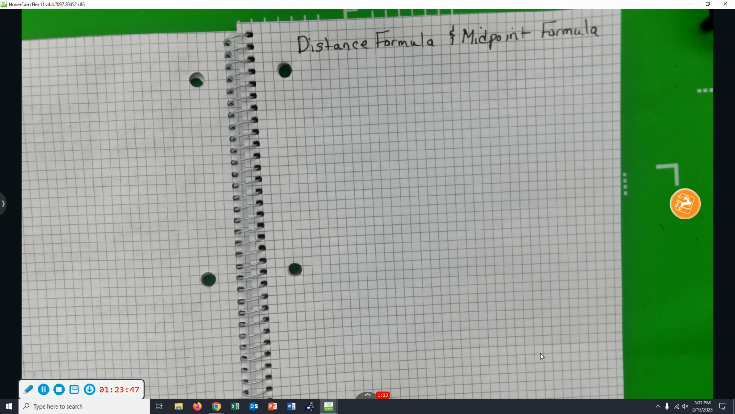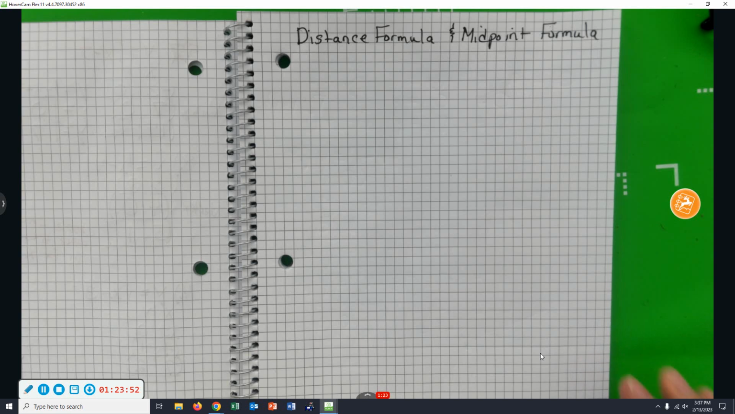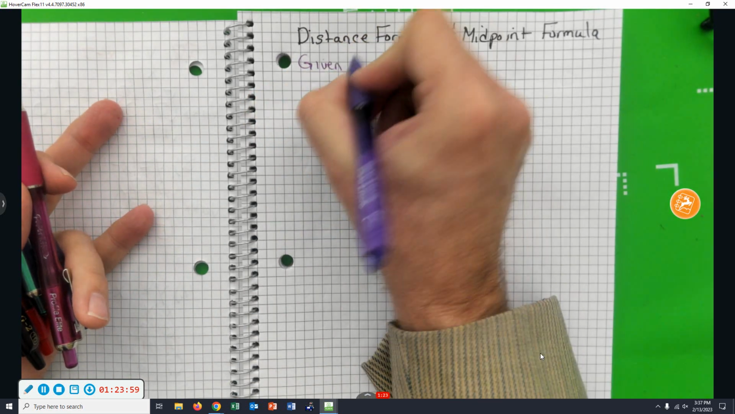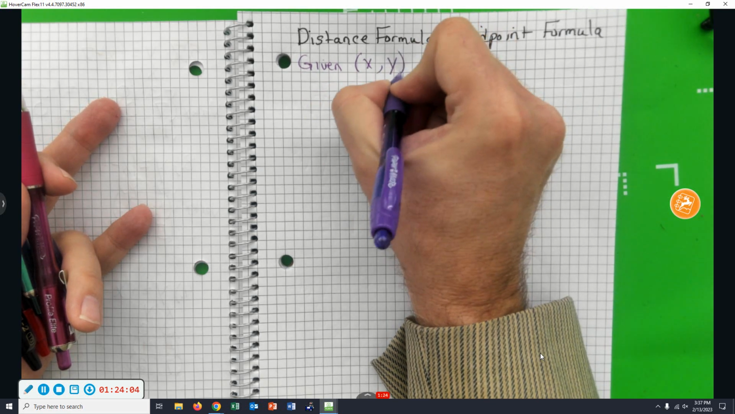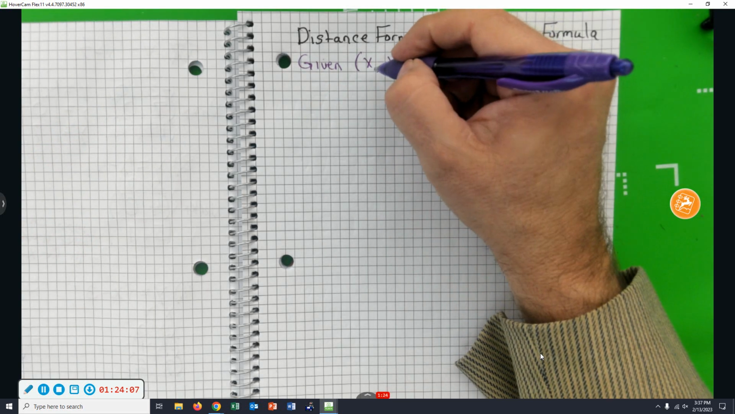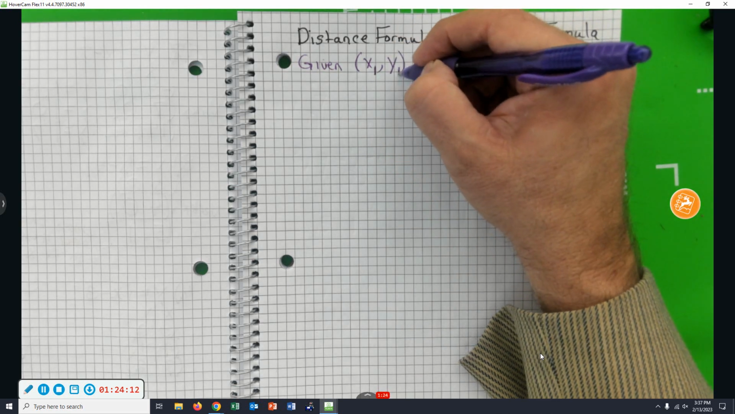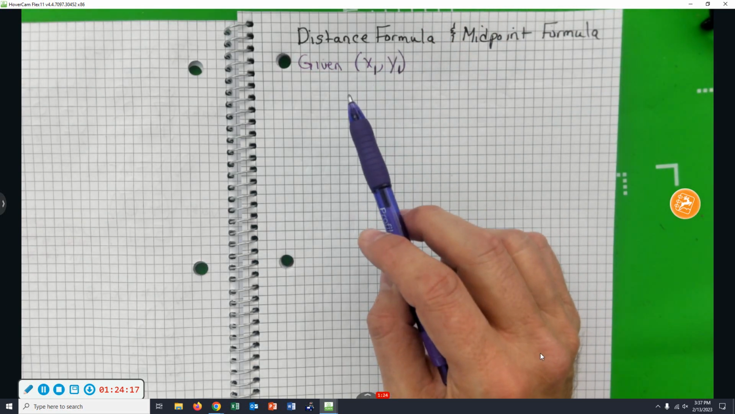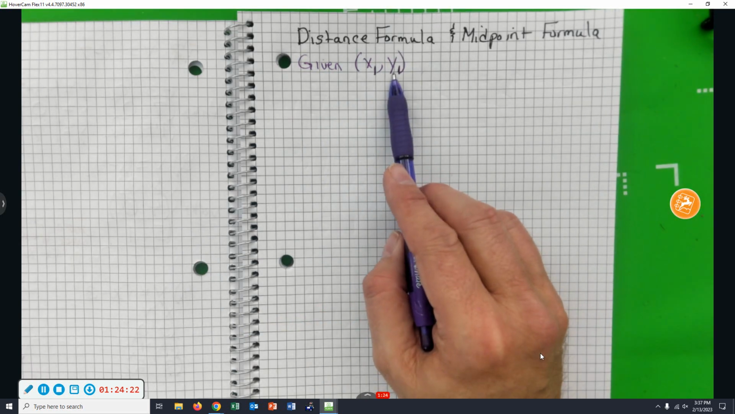In order to state this formula, I need to refer to 2 ordered pairs. Okay? To find the distance between 2 ordered pairs. So given, I'm going to put some subscripts on here. These are not exponents. I'm going to put a subscript of 1 here and a subscript of 1 right there. What that means is this is the first ordered pair. Ordered pairs are always x, y. So first x, first y.